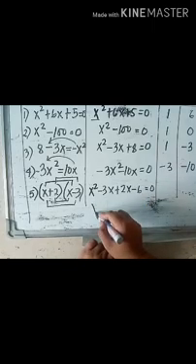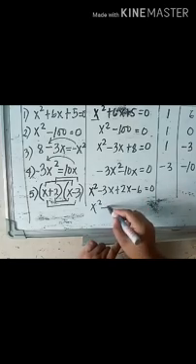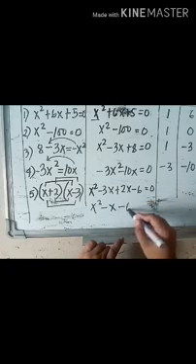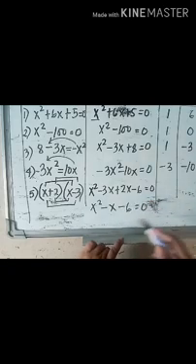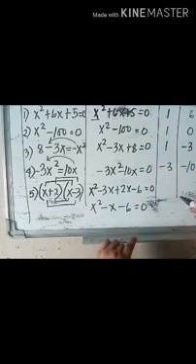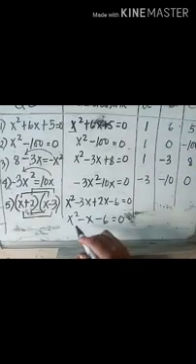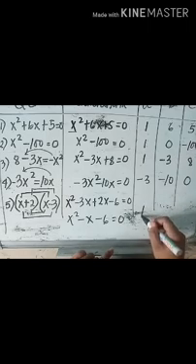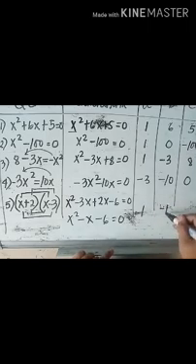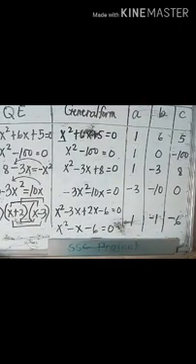Then we simplify: x squared. Then negative 3x plus 2x, that is negative x. Then negative 6 equal to 0. Since it is already in general form, we now identify a, b, and c. A here is positive 1, b is negative 1, then c is negative 6. So those are the values of a, b, and c.